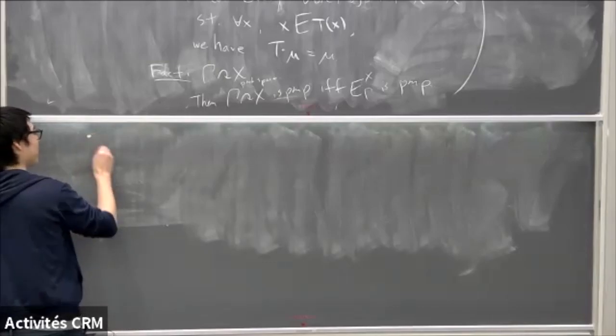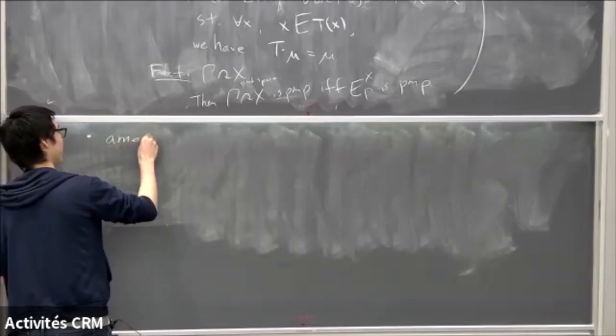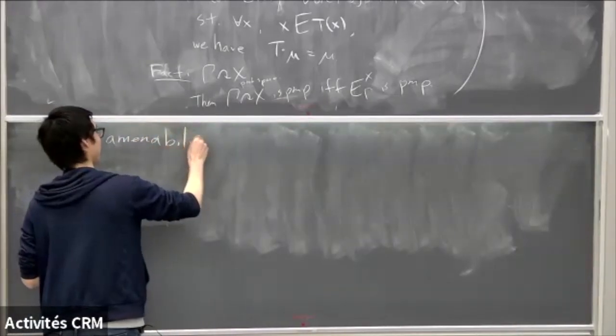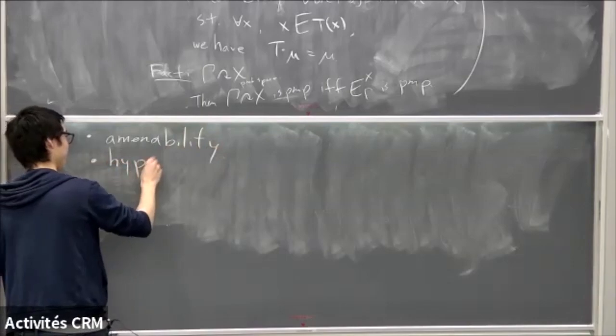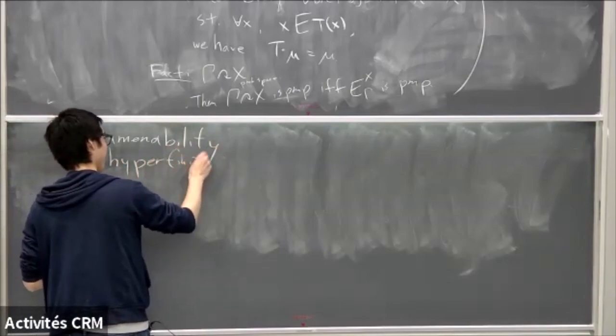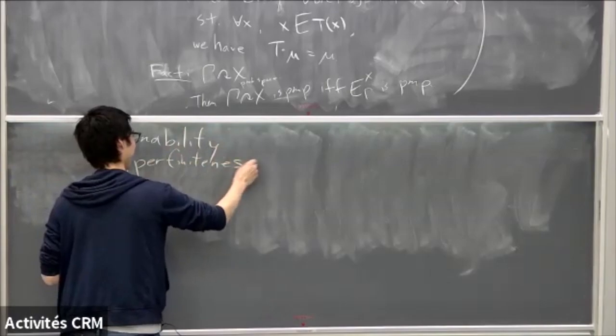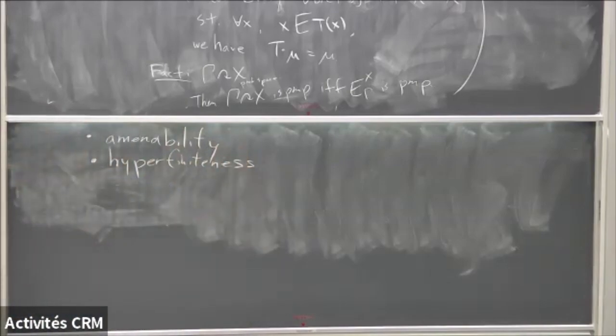So let me add two things to this list. One is called amenability, and I have to define this. The other is called hyperfiniteness, and these are actually the same, but in my mind they're kind of different, but then they just happen to be the same. So there's only one thing here. These are going to be the same, but this is a hard term.